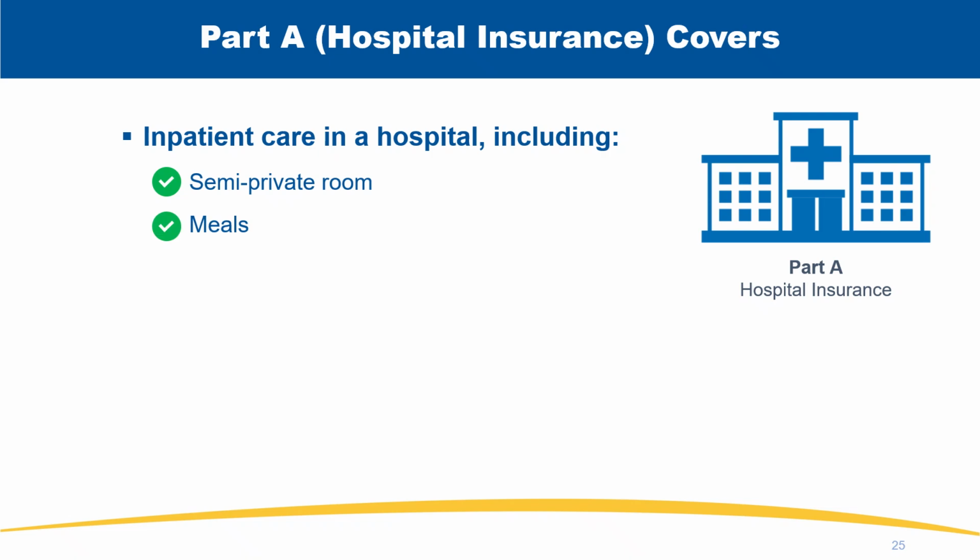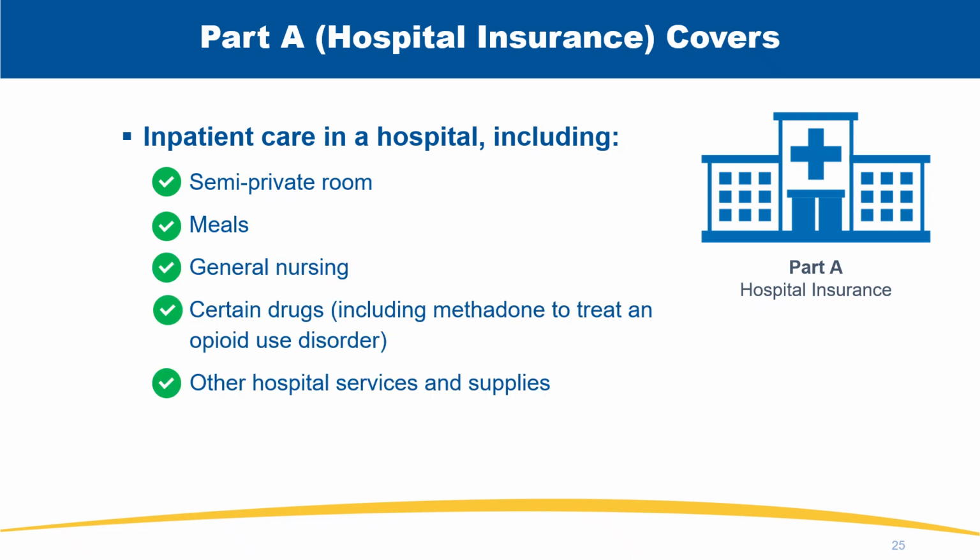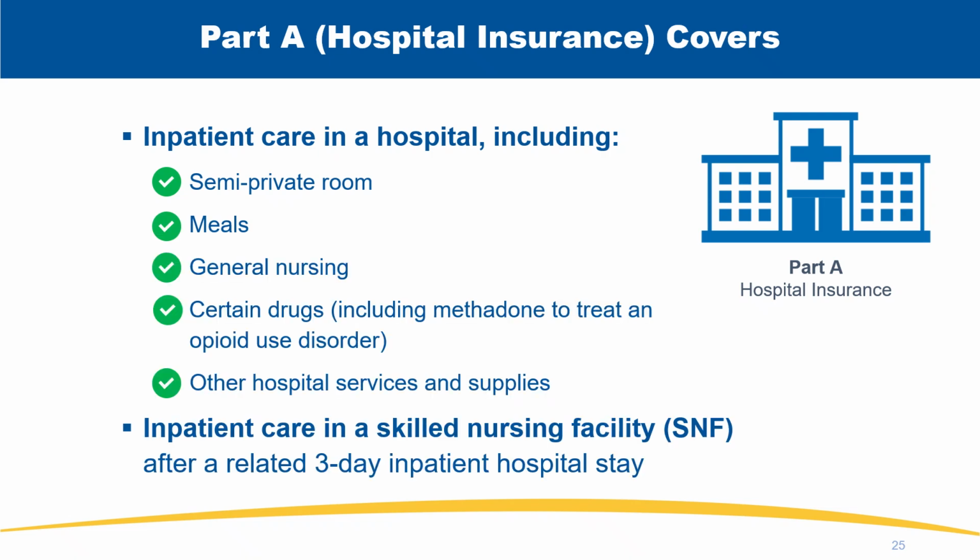Part A, Hospital Insurance. It covers inpatient care in a hospital, including semi-private room, meals, general nursing, certain drugs, including methadone to treat an opioid use disorder, other hospital services and supplies. Inpatient care in a skilled nursing facility, or SNF for short, after a related 3-day inpatient hospital stay. This does not include the admission date or the discharge date. So we're really looking at a 5-day period.